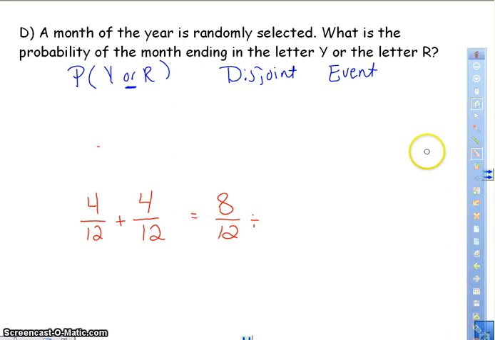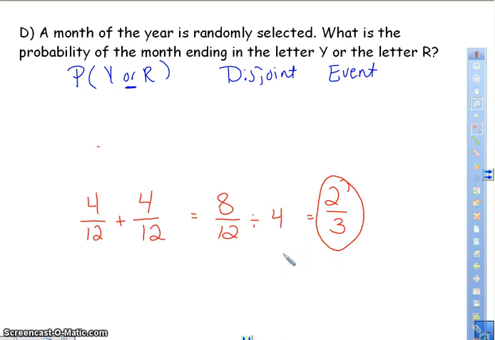And it's acting up again. Just be patient with me here. Okay, so I get 8 divided by 4, which is 2. 12 divided by 4 is 3. So 2/3 is the answer. Okay, so the probability that you're going to get a month that ends in Y or R is 2 out of 3.